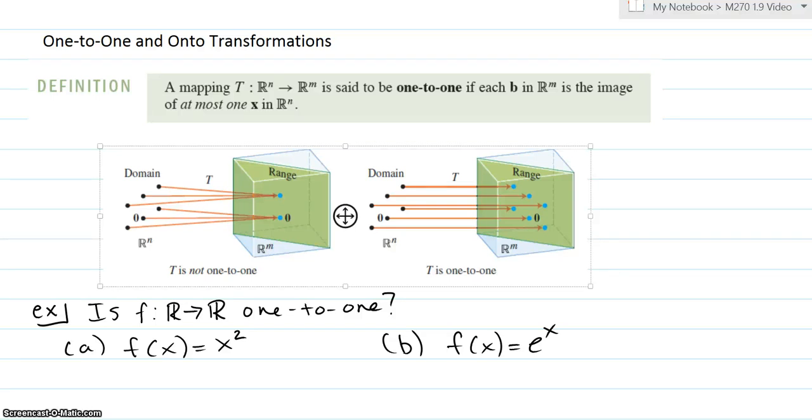Hello again. This is our last video on linear transformations. In this video, we're going to talk about one-to-one and onto transformations. So let's start with one-to-one.